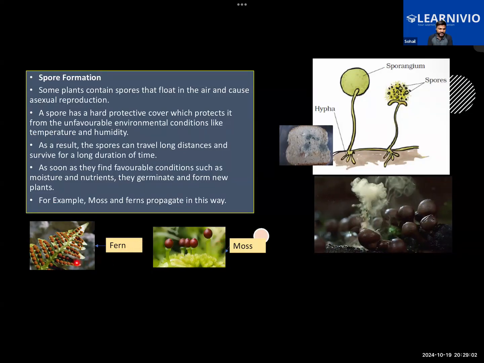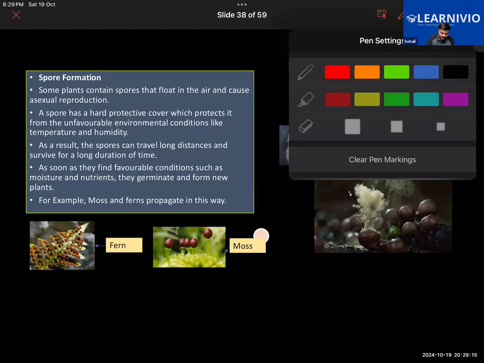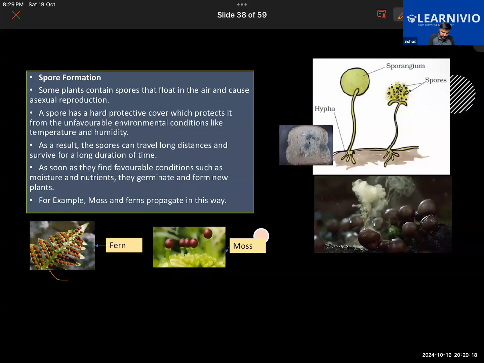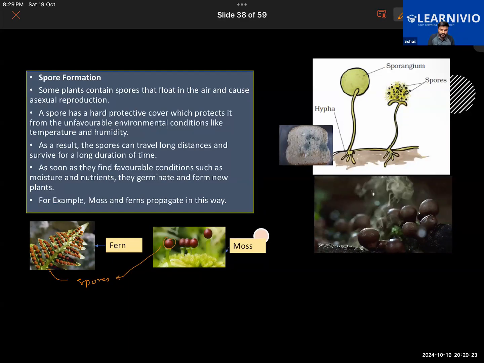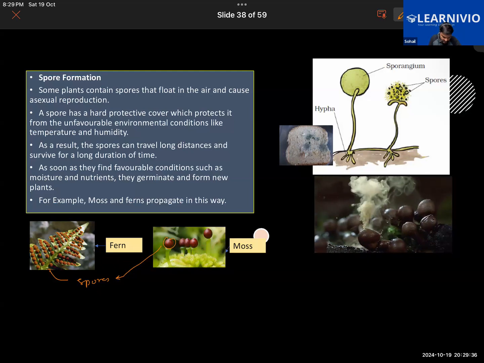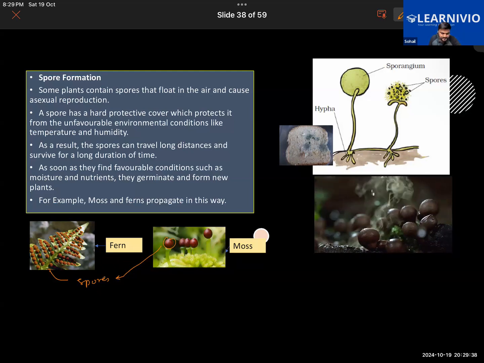Look at the leaf of the fern here. These brown structures that you see, can you make a guess? What are these structures here? Yes, Fatima and Razan, what are they? They are the spores. It's the fern, F-E-R-N. It's written here, by the way. Fern and moss. This is the fern plant and this is a moss plant. So that is spores, S-P-O-R-E-S.